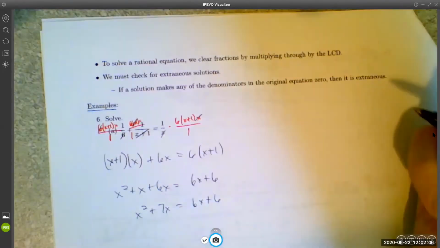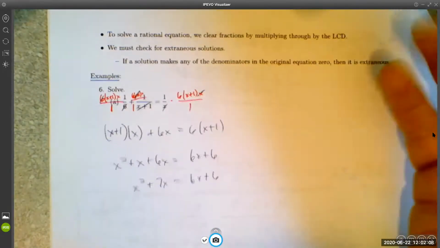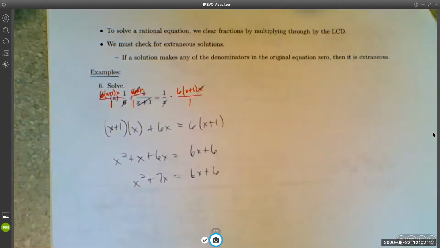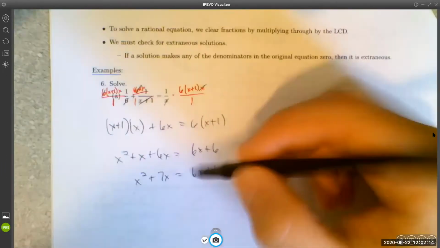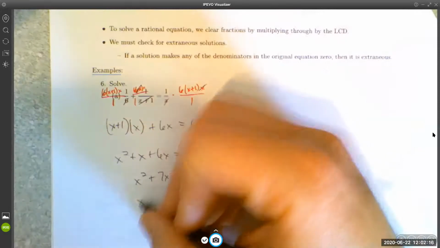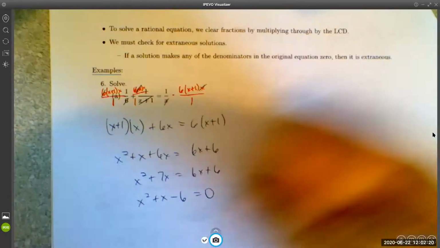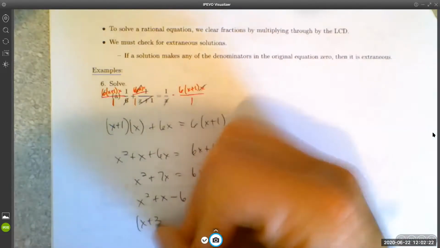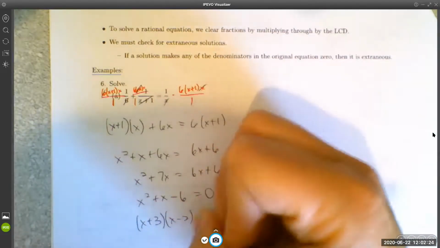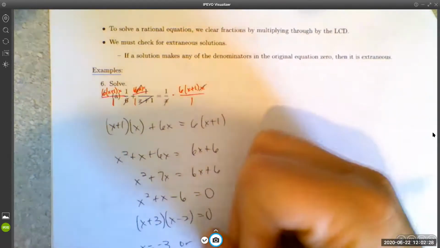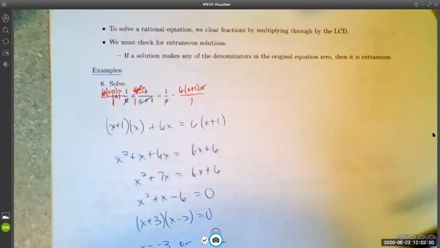Now to finish solving this, this is just a polynomial equation. So we solve it by moving everything over and then factoring if we can. So I move the 6x over, I get x squared plus x minus 6 equals 0. That does indeed factor. So I get x equals negative 3 or x equals positive 2.